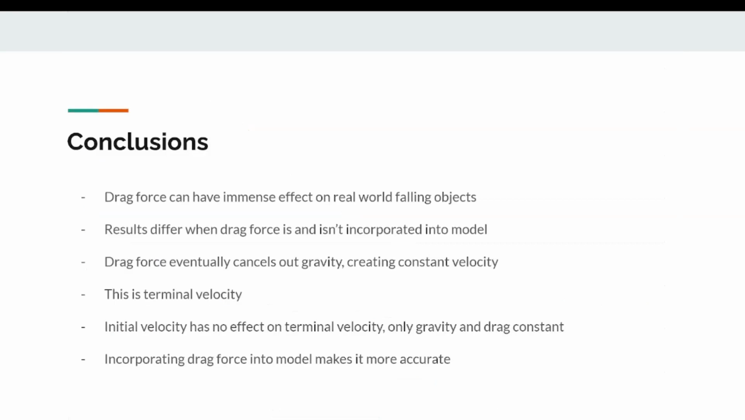So conclusions that we can draw from this are: drag force has an immense effect on real-world falling objects, and results differ when drag force is and isn't incorporated into a model. Drag force eventually cancels out gravity, creating constant velocity, and this is called terminal velocity. Initial velocity has no effect on terminal velocity, however, as only the gravity and drag constant affect it, and incorporating drag force into models makes them more accurate in the event of real-world falling objects.